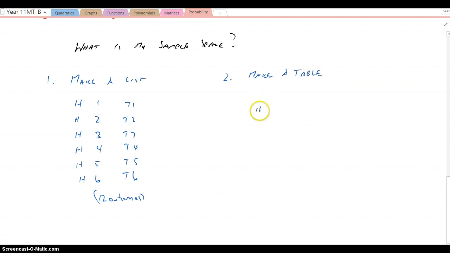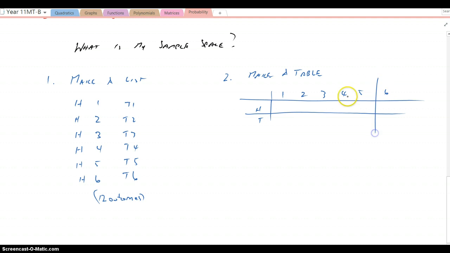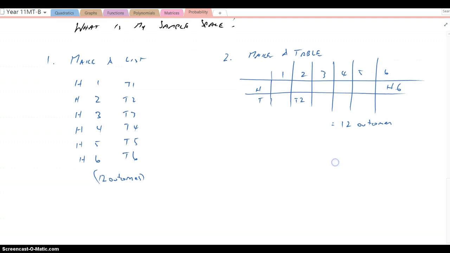So in our table, we might have our heads, tails down the vertical, and we could put our rolling a die options across, and there we have each square, each little grid square. That represents one of the outcomes. So this square here represents H6, and this one here represents T2, and you can see there we've got 12 outcomes possible.